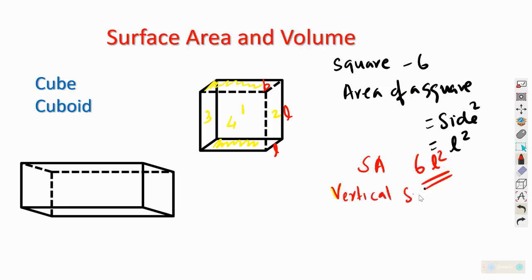Vertical surface area, then it will be only 4L square. All depends upon what is asked. Okay, this is about area, the first part. What about volume? Volume is talking about the total space that it occupies.